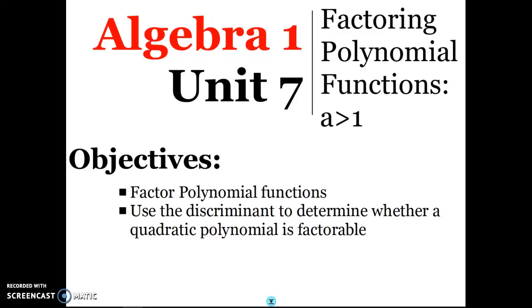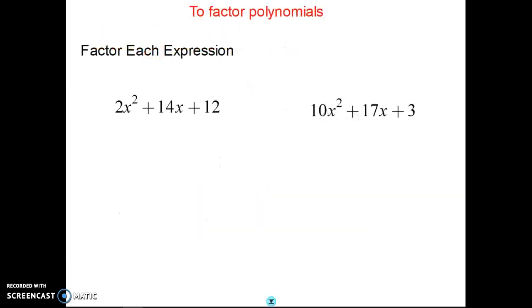Welcome to the video on factoring, and this time our leading coefficient a will be greater than 1. Our goal is to factor these functions and sometimes use the discriminant to determine whether a quadratic polynomial is factorable or not. So we're going to begin with something that we can factor without using the discriminant or our new techniques.